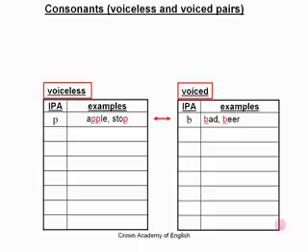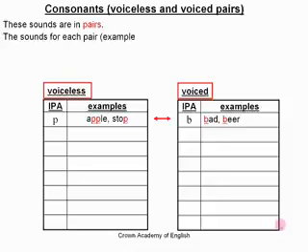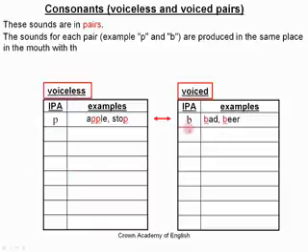Okay, let's now look at consonants, voiceless and voiced pairs. So these sounds are in pairs. The sounds for each pair, example P and B, they are produced in the same place in the mouth, and the tongue is always in the same position. So the position of the tongue for the letter P and B is the same.